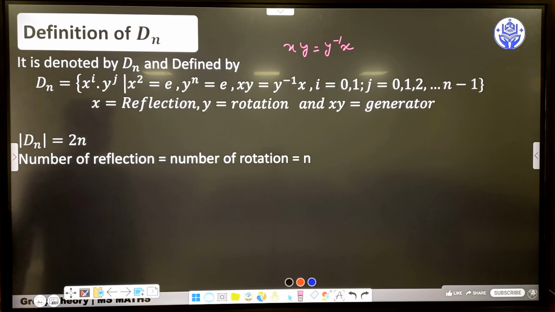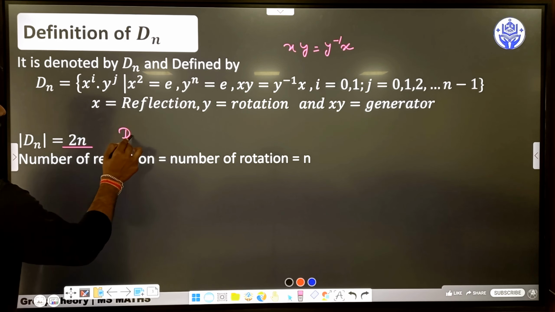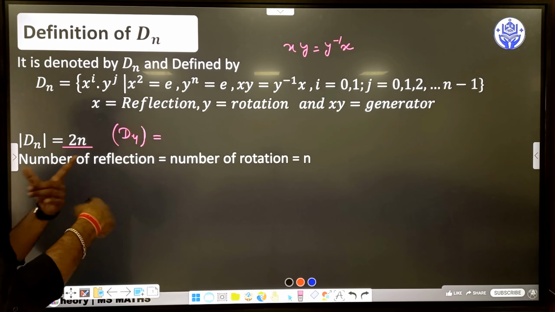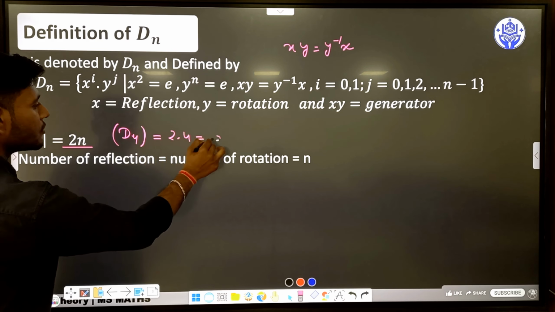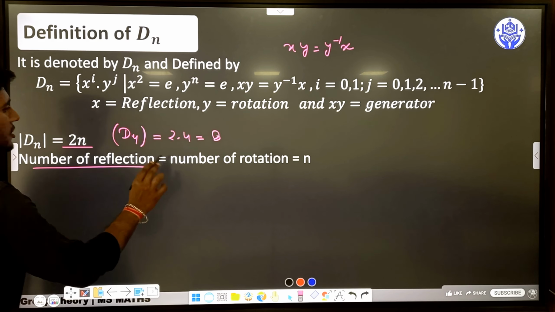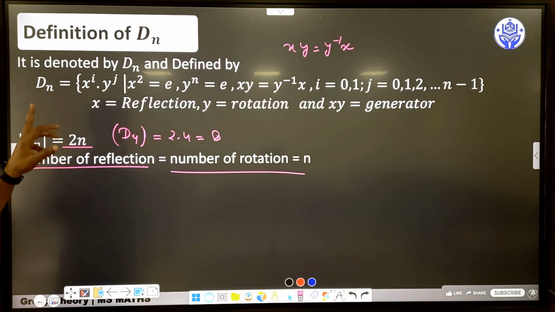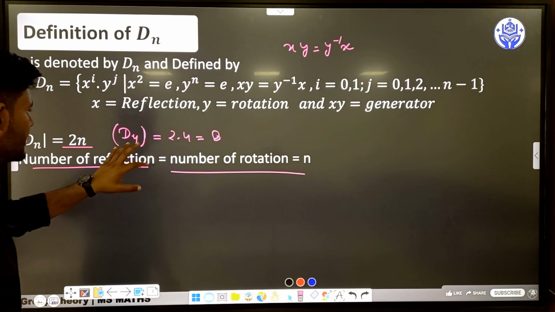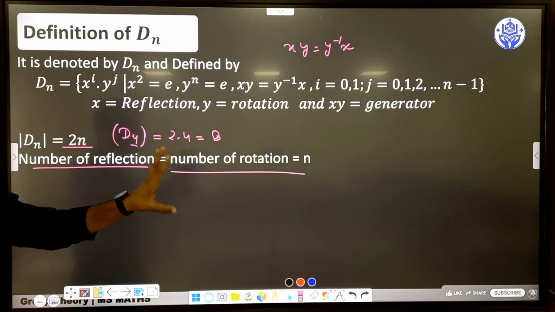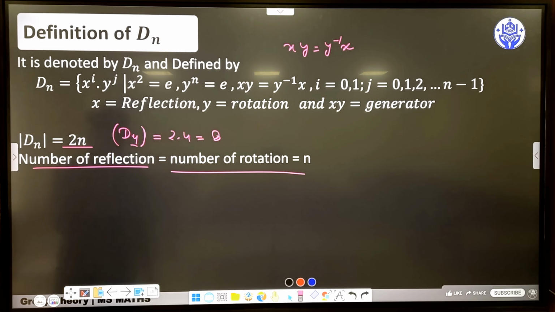The cardinality of this particular set is twice n. Let's say if it is D4, it means the cardinality will be 8 elements, since 2 into 4 is equal to 8 elements. The number of reflections and the number of rotations is always n. So how many reflections will there be? That is n. How many rotations will there be? That is n. It means it has 4 rotations and 4 reflections, so 8 elements will be there, 4 related to reflection and 4 related to rotation.